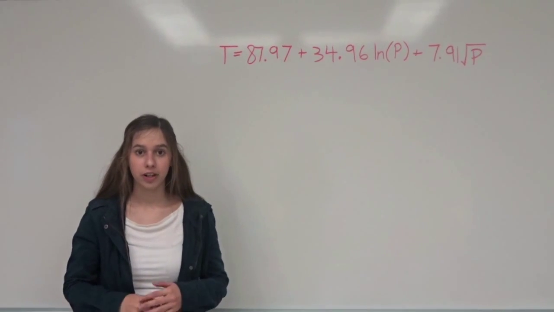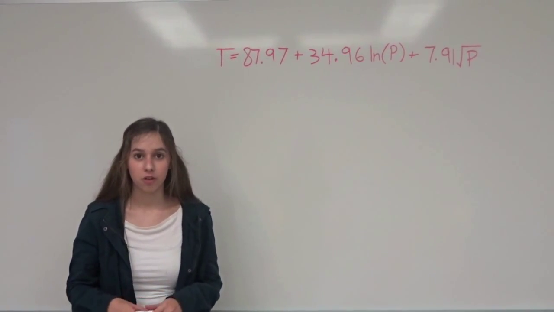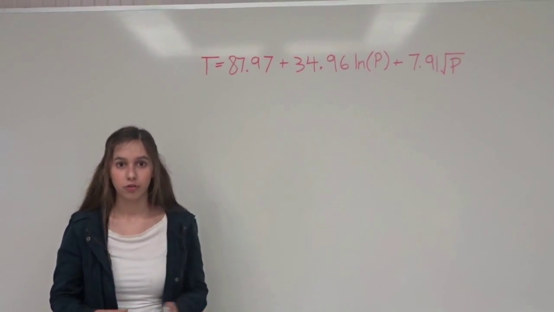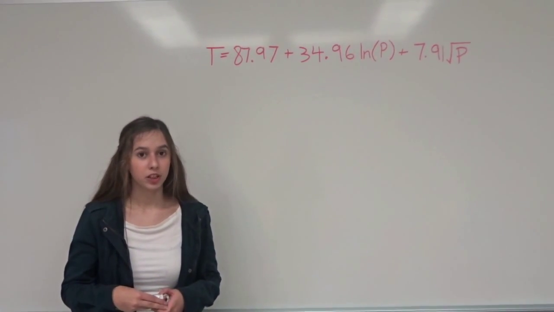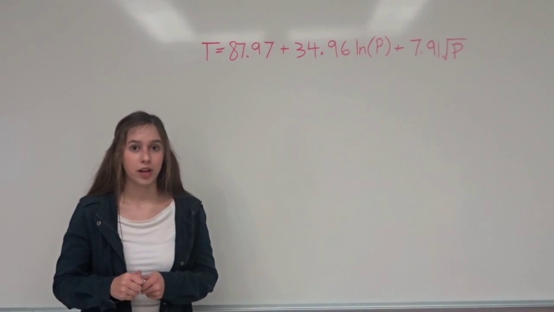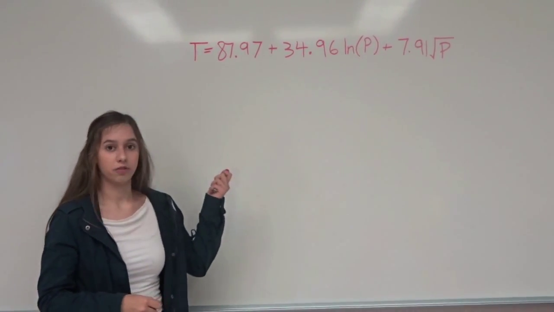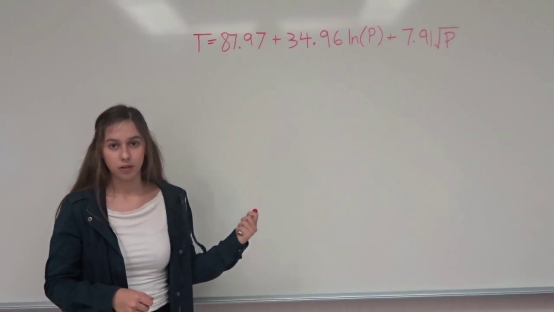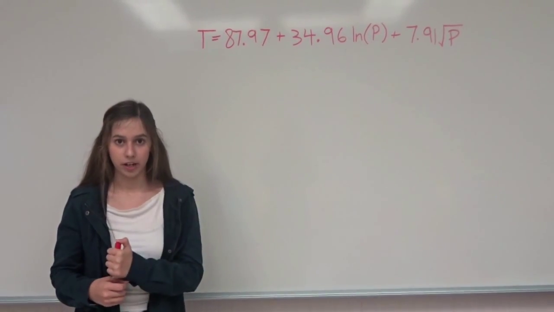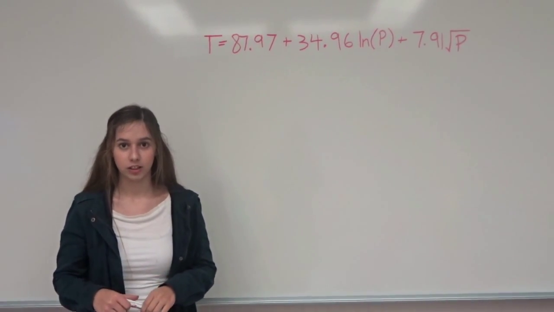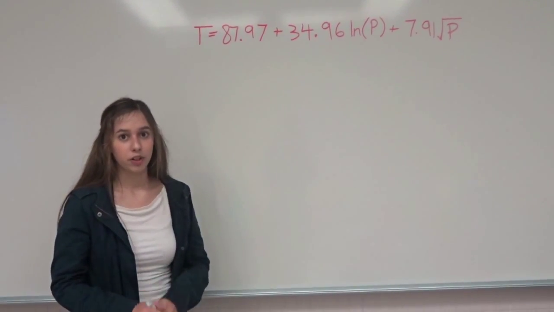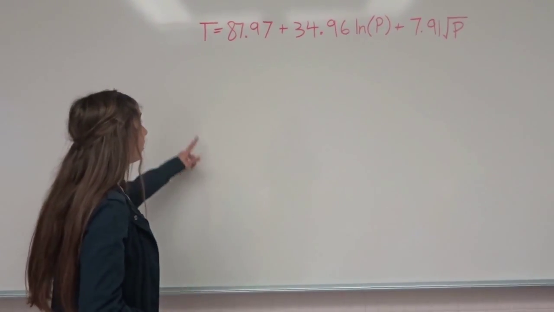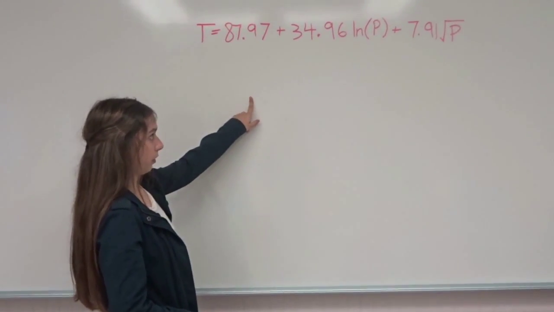In part B, we were asked to find the rate of change of the equation of the temperature with respect to the pressures provided, which are 10 and 70. But first, to do that, we need to find the derivative of the equation of temperature, and after that, we can substitute the provided pressures in the equation that we already differentiated. So first, we're going to find the derivative of this equation of temperature.